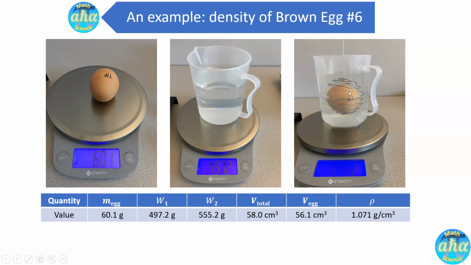So now, because the holder is used, we have to take that into account in figuring out the volume, because right now it's not just the volume of the egg, but the volume of the egg plus the volume of the holder that is being measured. So here are the numbers.